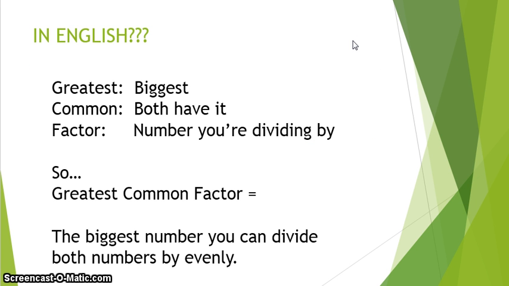Let's translate this into plain regular English. Greatest means biggest. Common means they both have it. Factor is a number that you are dividing by. So, greatest common factor is the biggest number you can divide both numbers by evenly. I'll say that again. The biggest number you can divide both numbers by evenly.